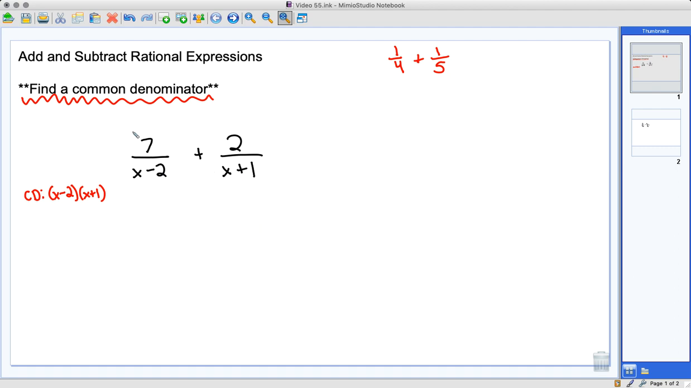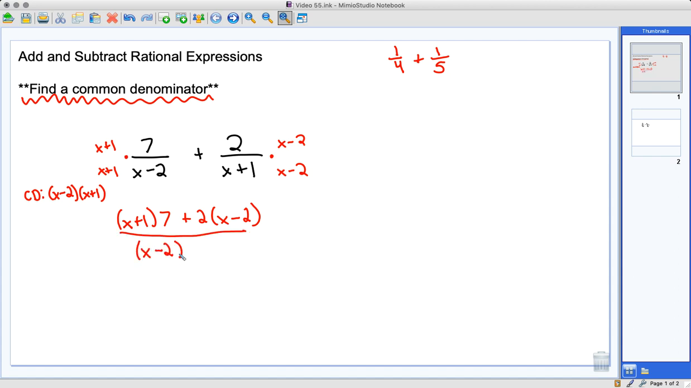Then I have to multiply this first fraction by something, and it's the part that's missing out of my denominator, so that's x plus 1 over x plus 1. This side I'm going to multiply by x minus 2 over x minus 2. So I'm going to have x plus 1 times 7 plus 2 times x minus 2 over my common denominator, x minus 2 times x plus 1.